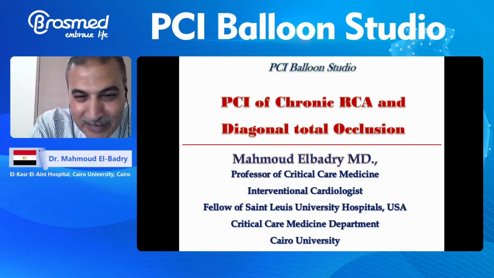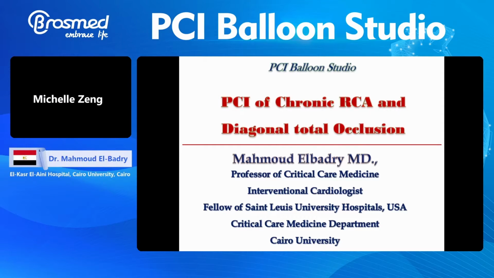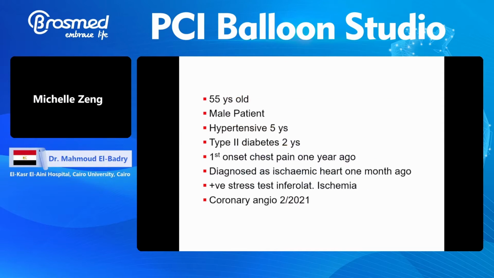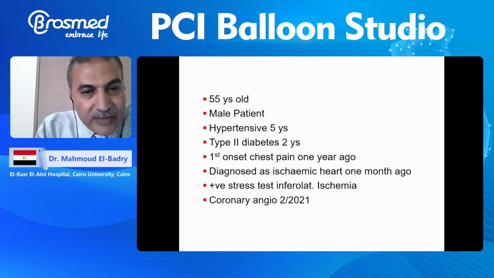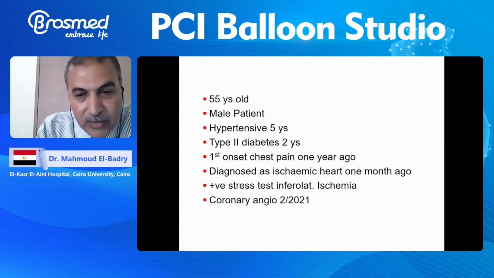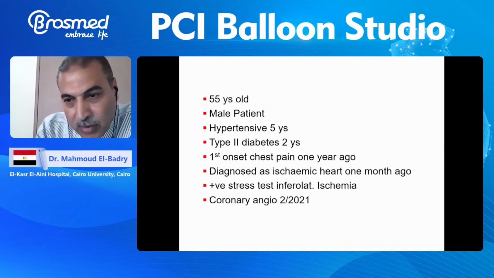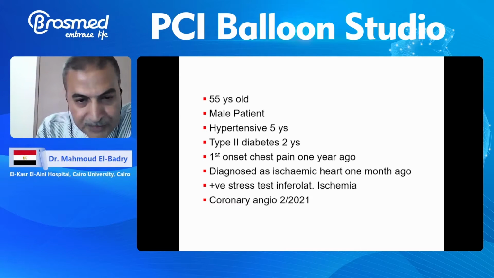Back again to simple complex, simple CTO lesions or simple CTO case. I have a man, hypertensive for 5 years and with type 2 diabetes. The first onset of angina was 1 year before the coronary angiography, and he was diagnosed as ischemic heart disease only 1 month before the angiography.